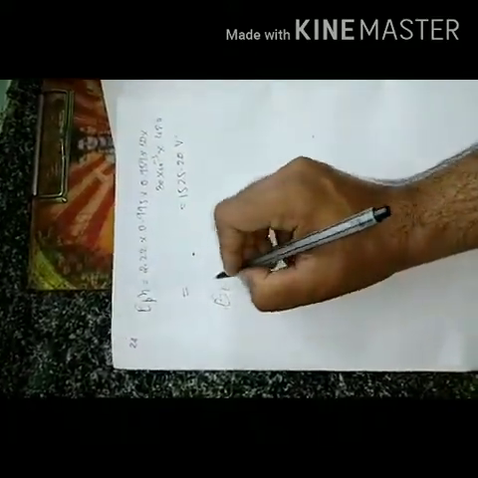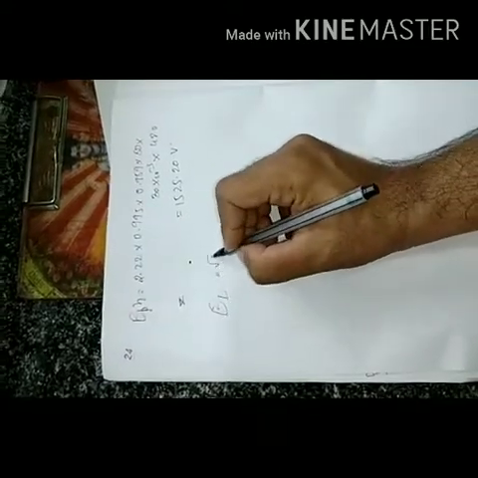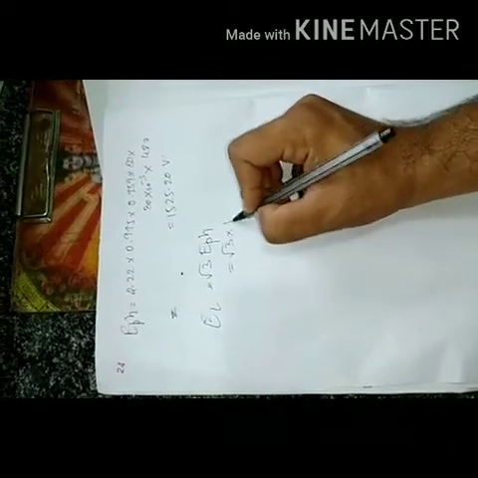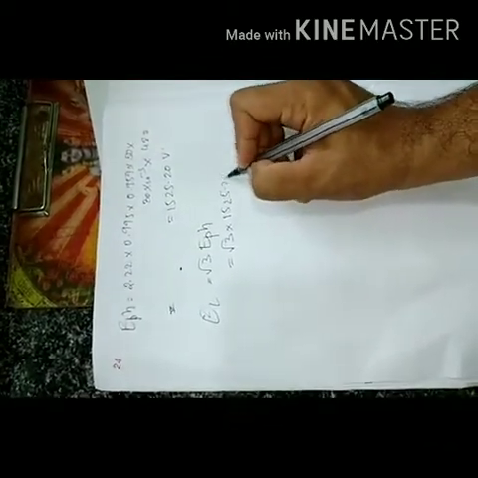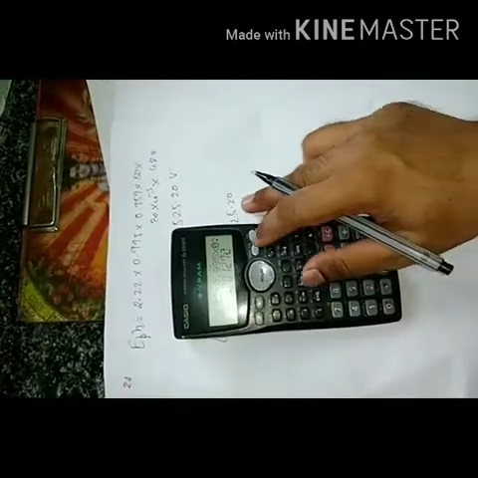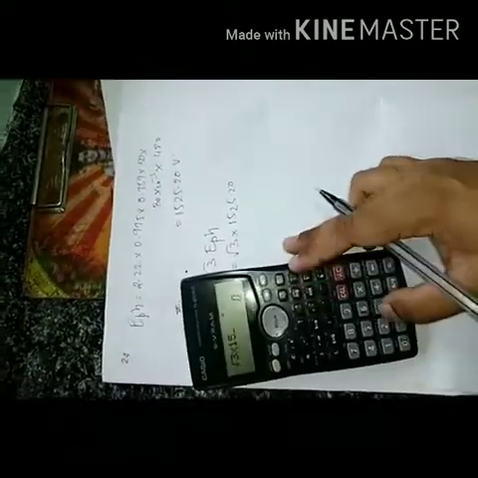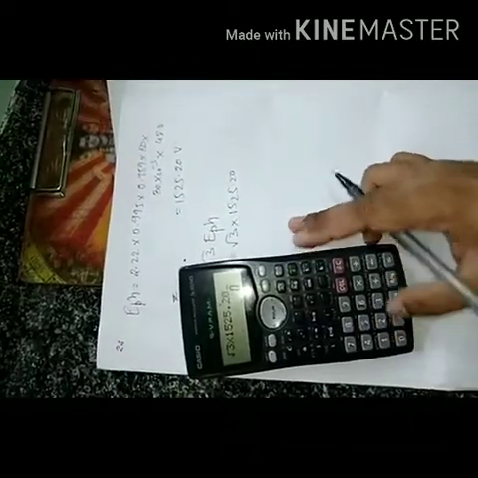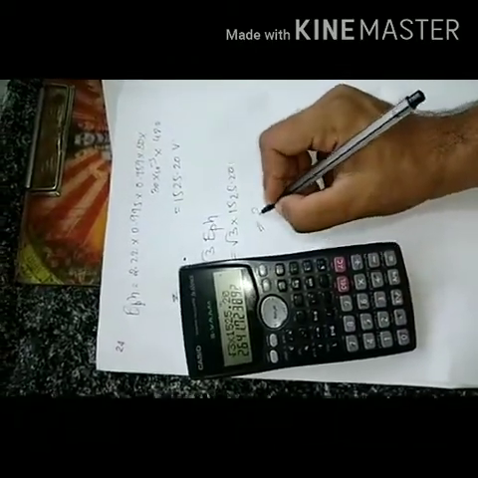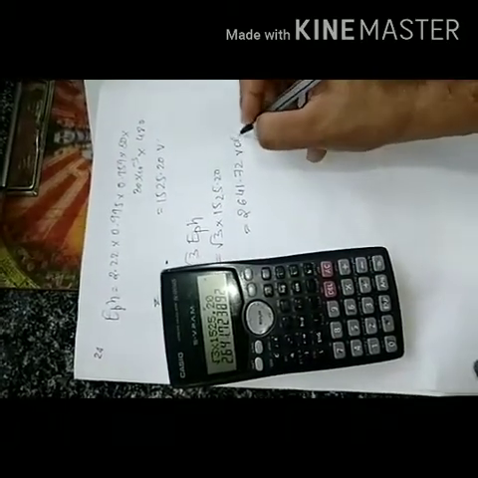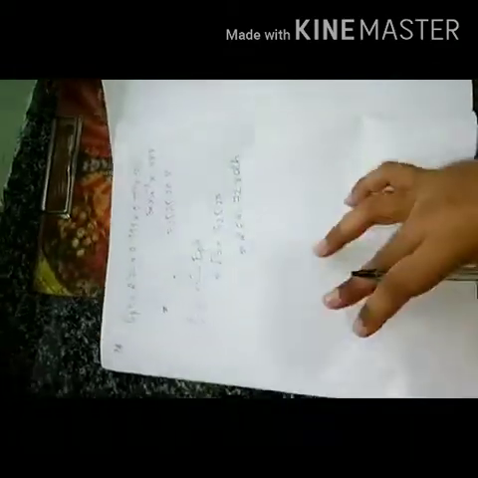So I need to calculate E line. It's √3 E phase. √3 into 1525.20. I get the answer as 2641.72 volts. So this is how we are going to calculate the E phase and the E line voltage.